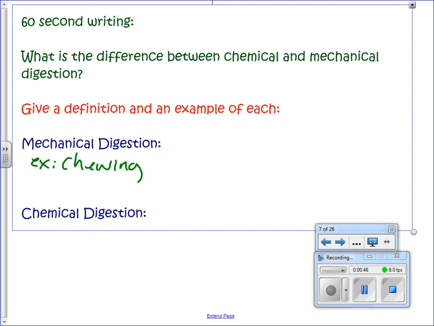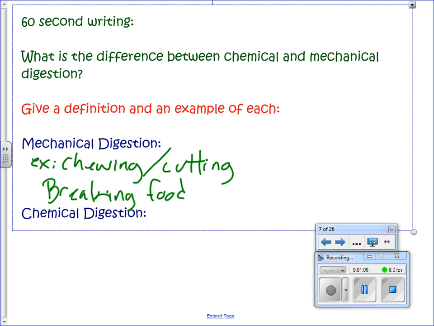And how is it breaking down the food? Okay, so chewing or cutting, when you cut up your food, it actually is mechanical digestion. It's breaking the food into smaller pieces, just physically breaking it into smaller pieces. And this, you might remember from 6th grade when you talked about physical change and chemical change. This is a physical change. And by breaking it into smaller pieces, it does a couple things.